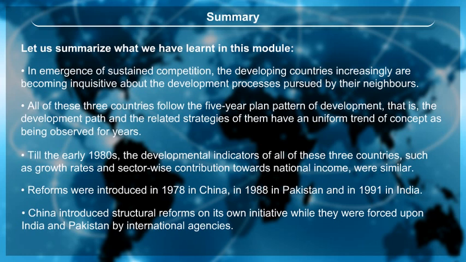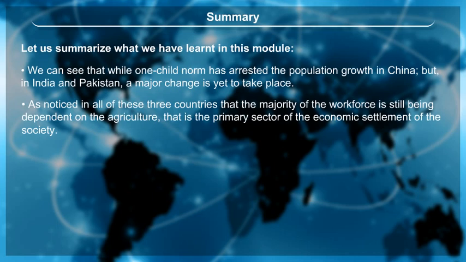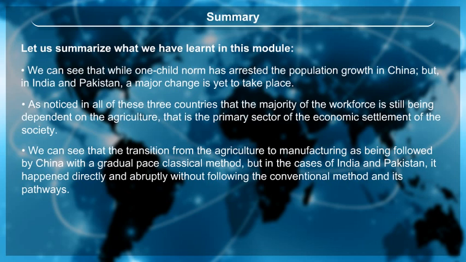China introduced structural reforms on its own initiative, while they were forced upon India and Pakistan by international agencies. We can see that while the one-child norm has arrested the population growth in China, in India and Pakistan a major change is yet to take place. As noticed in all of these three countries, the majority of the workforce is still dependent on agriculture, that is, the primary sector of the economy. The transition from agriculture to manufacturing was followed by China at a gradual pace, by the classical method. But in the cases of India and Pakistan, it happened directly and abruptly without following the conventional method and its pathways.